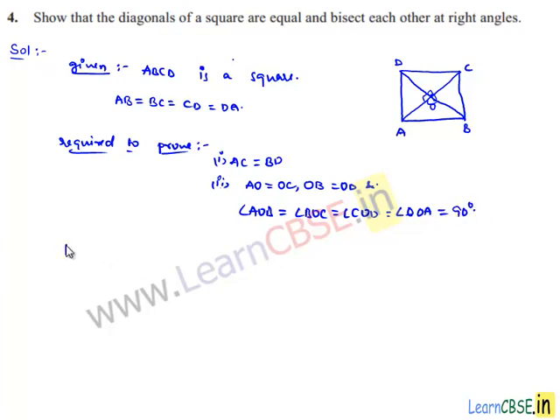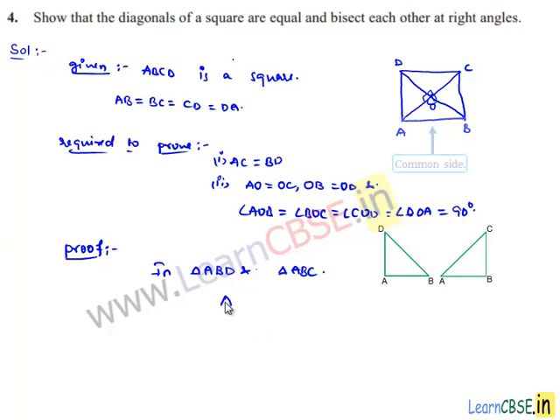Now let us move on to the proof. Now in the proof, let us consider both the triangles, that is triangle ABD and triangle ABC. AB will be equal to AB as it is a common side for both the triangles, and we can say AD is equal to BC as ABCD is a square, all the sides will be equal.